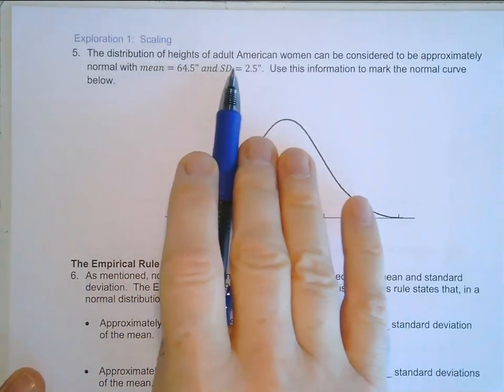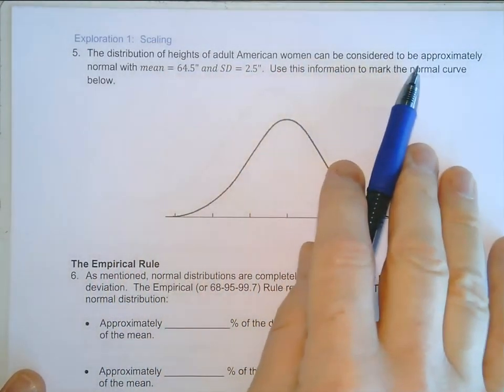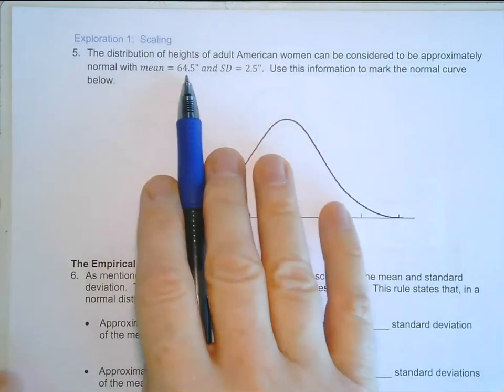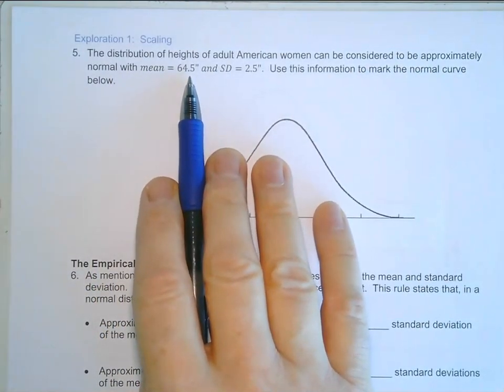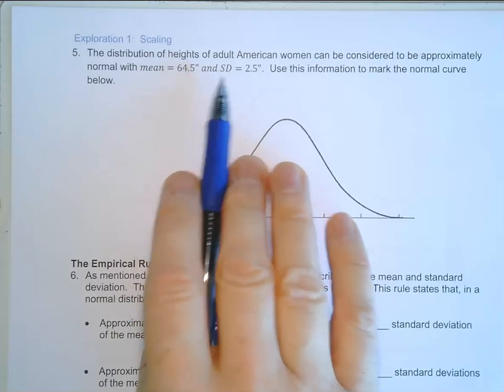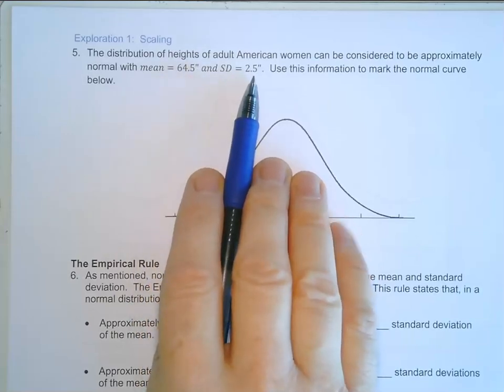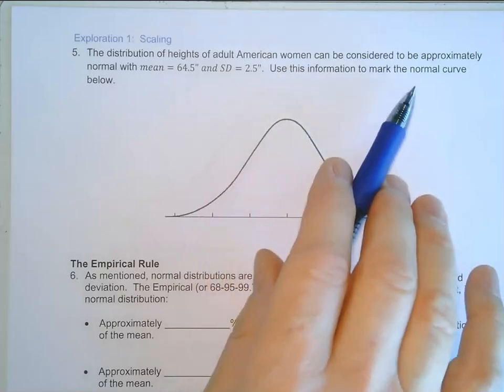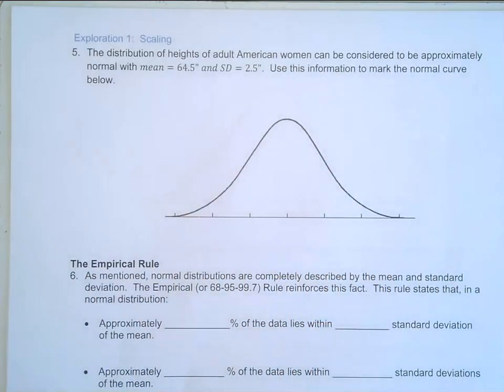The distribution of heights of adult American women can be considered to be approximately normal, with a mean of 64.5 inches and a standard deviation of 2.5 inches. Use this information to mark the normal curve below.